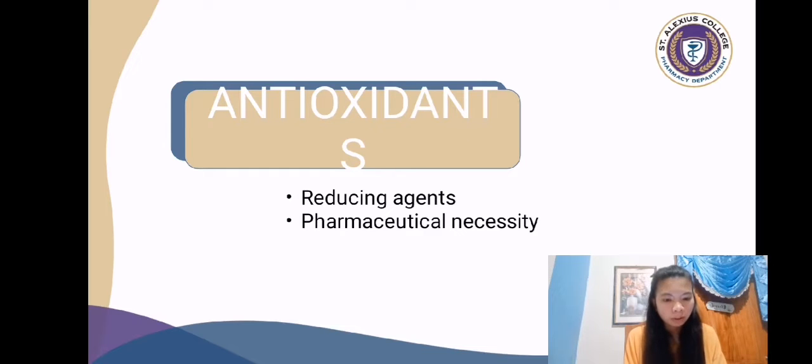Antioxidants is a compound that functions chemically as a reducing agent. A reducing agent means the redox chemical reaction that loses or donates an electron to an electron recipient. So, that is what the reducing agent is. It is also a pharmaceutical necessity. Antioxidants should be physiologically inert in pharmaceutical preparation. So, when we say antioxidant, it is a chemical compound that protects cells. Protekta siya ng cells against the effect of free radicals.